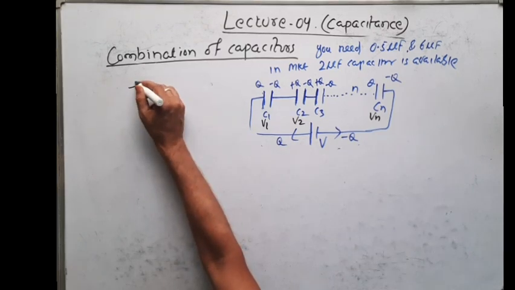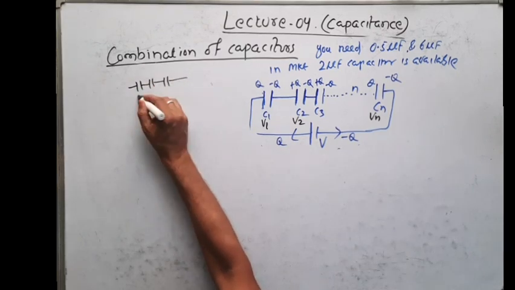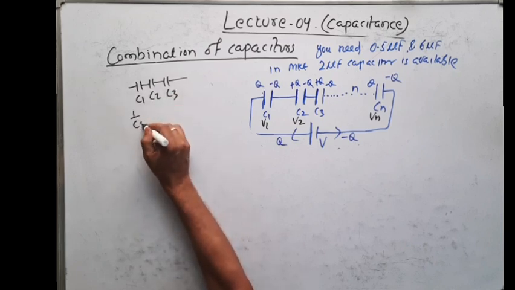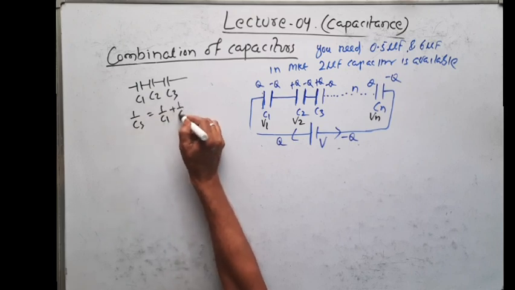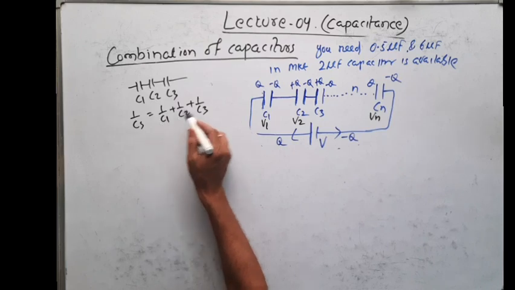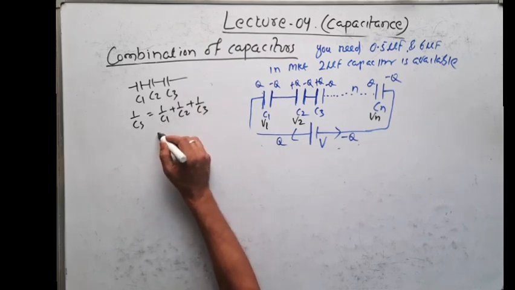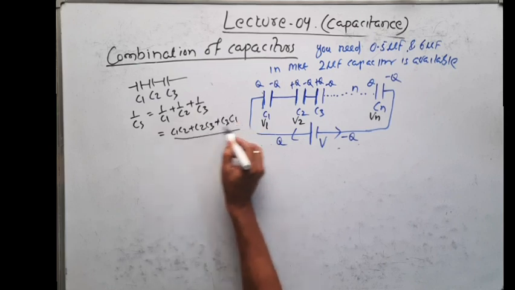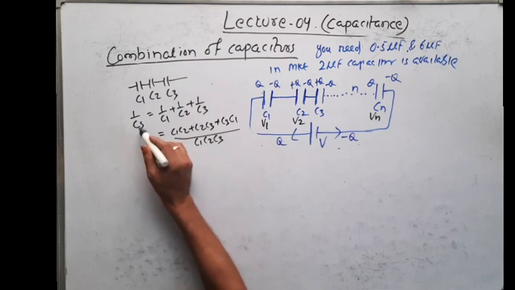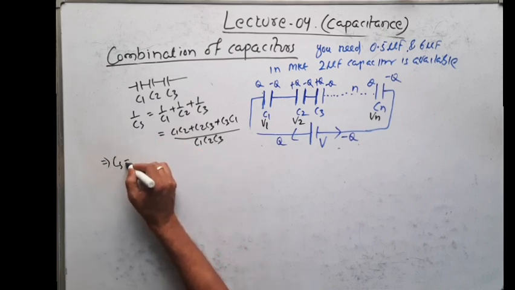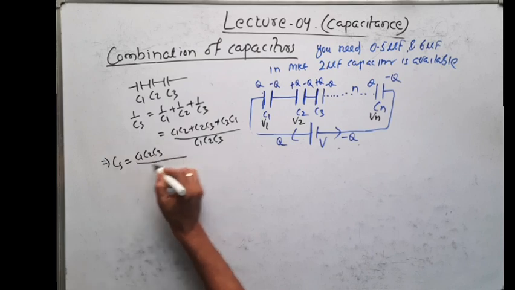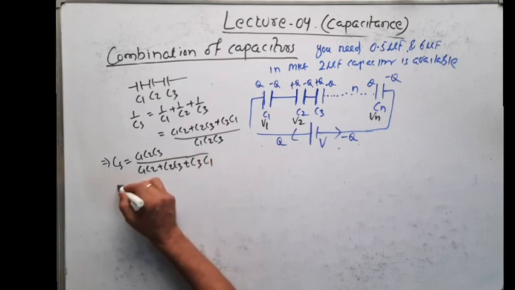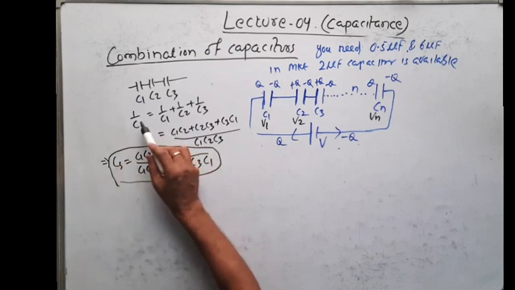Suppose there are three capacitors, C1, C2, C3. Then what is the equivalent capacitance? So 1 by Cs is equal to 1 by C1 plus 1 by C2 plus 1 by C3. So just add this. You will get C1 C2 plus C2 C3 plus C3 C1 divided by the LCM, C1 C2 C3. This is 1 by Cs. So that implies Cs is equal to C1 C2 C3 divided by C1 C2 plus C2 C3 plus C3 C1. So don't try to remember this formula, because you can always derive it.